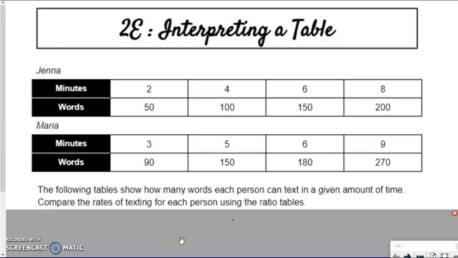Congratulations, you made it through level 1 and now you're on to level 2. Let's keep chugging away. This time we're going to do something a little different and interpret a table. So we did reading a table, now we're interpreting it. It's already completed for us, and we're going to do some comparisons here.